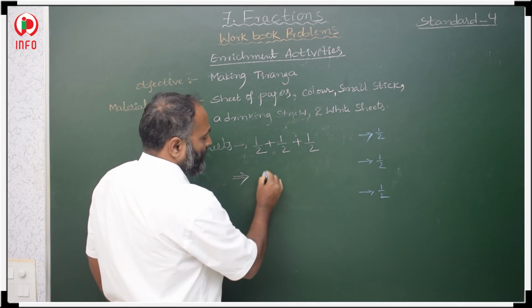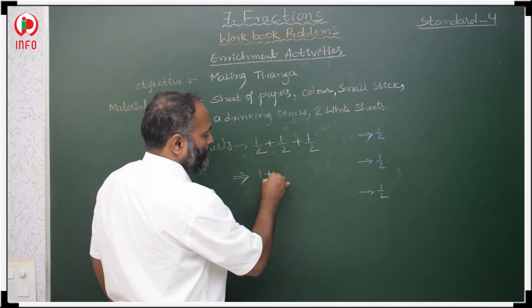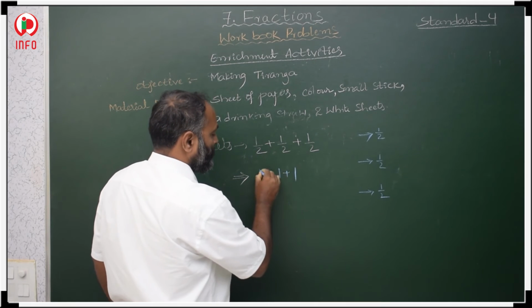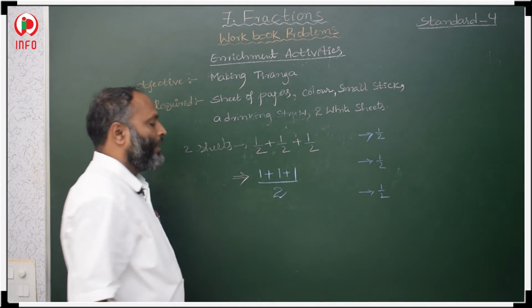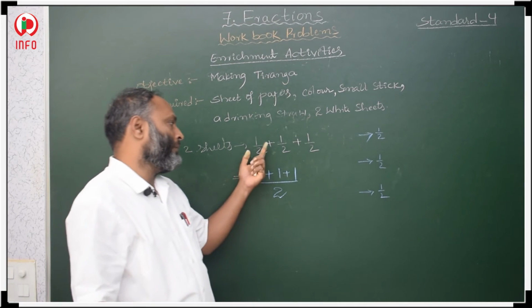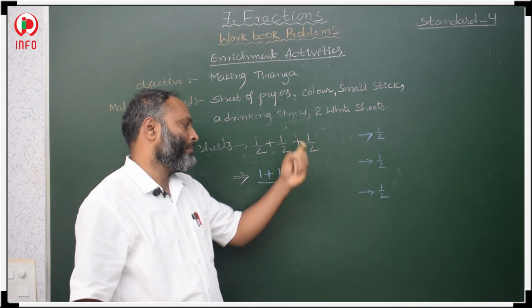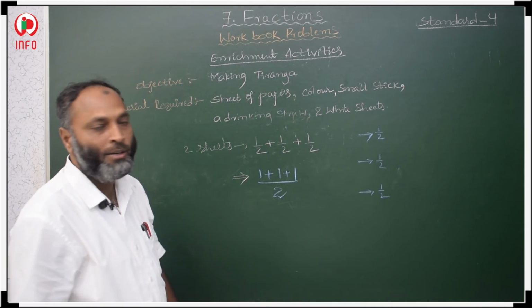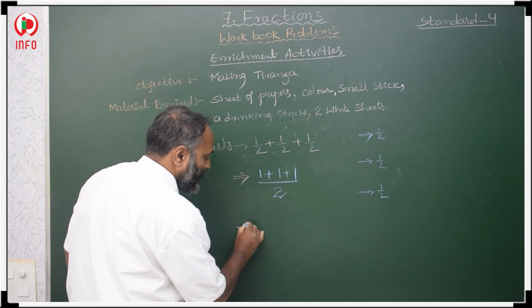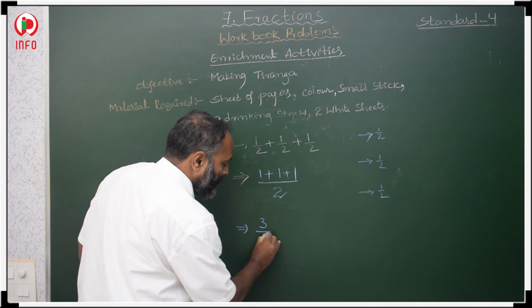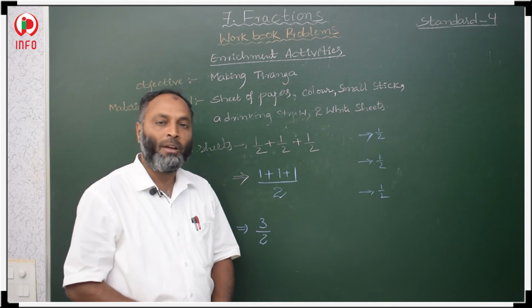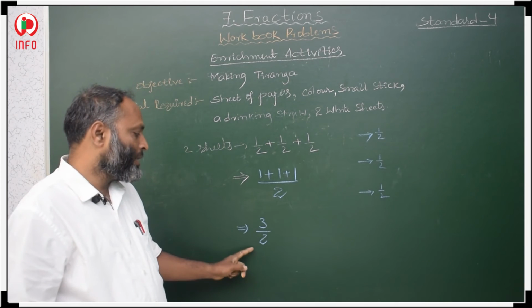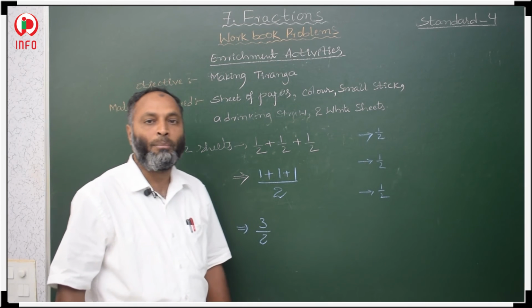Then we have to add the numerators, 1 plus 1 plus 1, and write the common denominator. In like fractions, what do we have to do? We have to add the numerators, 1 plus 1 plus 1, divided by 2. 1 plus 1 plus 1 is 3, so 3 by 2. We used 3 by 2 paper. This 3 by 2 is an improper fraction.